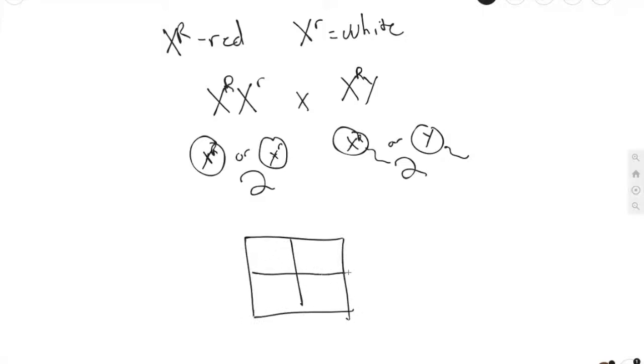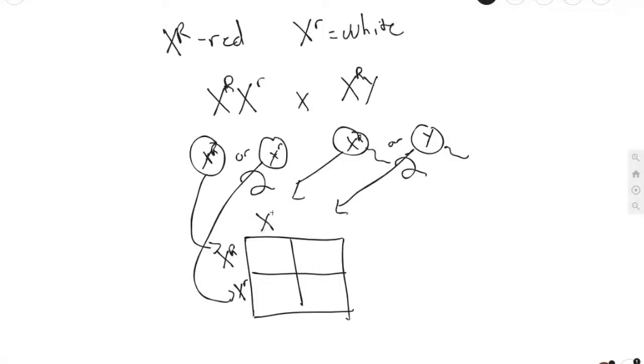Right. I'm going to draw the female on the left. Each gamete gets its own row: X big R, X little r. And then same for the males. Each gamete gets its own column: X big R and Y. So now we're just going to bring these across and down.